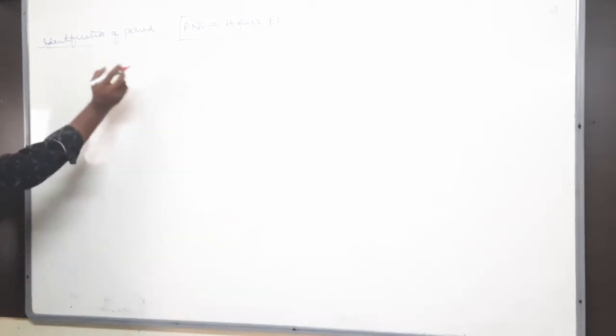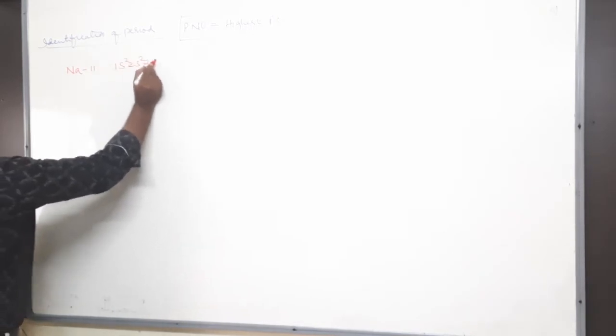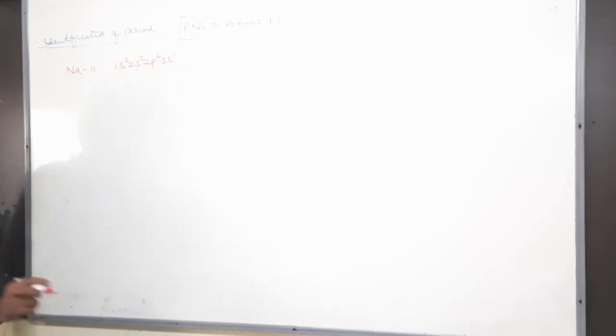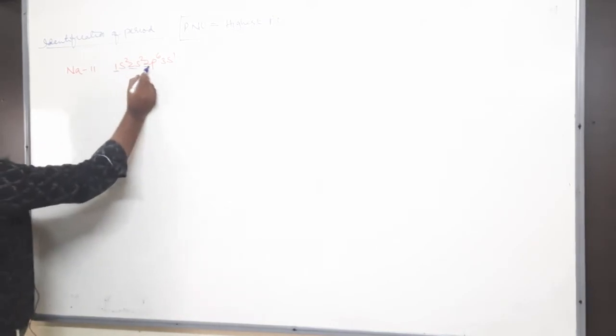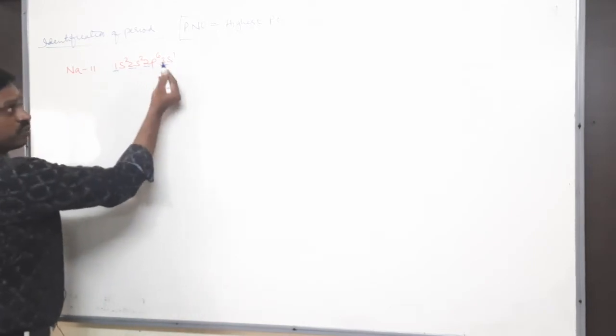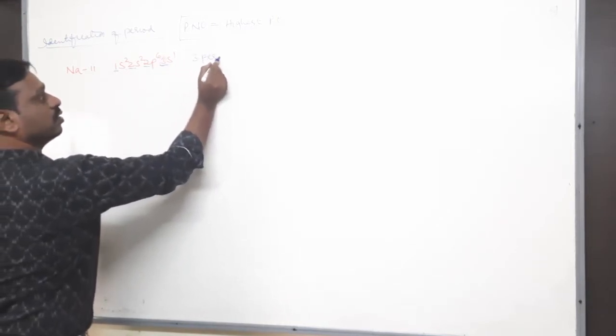For example, let us take the sodium element again. Atomic number is 11. Its electronic configuration is 1s2, 2s2, 2p6, 3s1. In this electronic configuration, tell me which is the highest principal quantum number. 1 is a principal quantum number, 2 is a principal quantum number, this 2 also, 3 also. But we want the highest. Which is highest? 3. Therefore, sodium belongs to the third period.